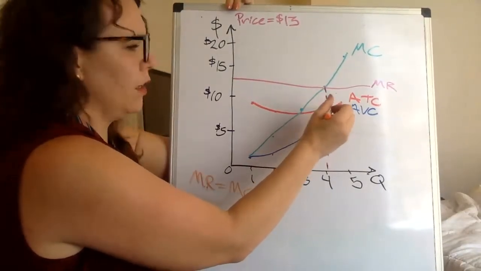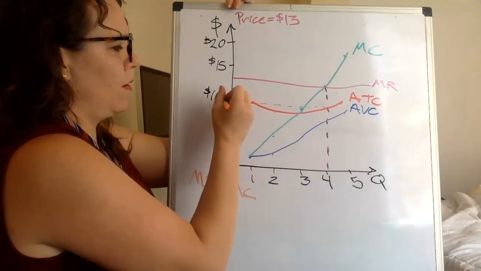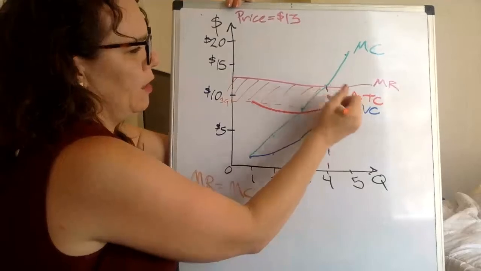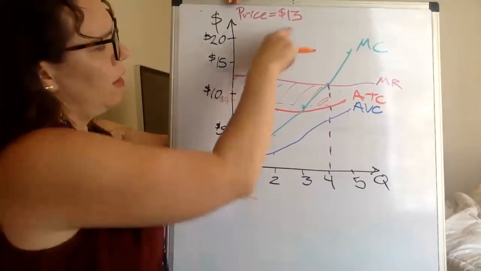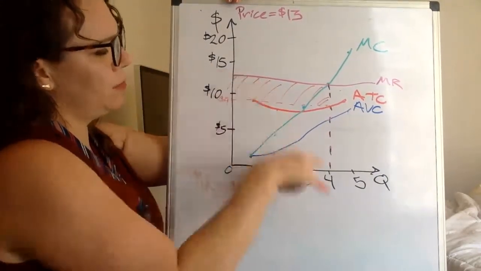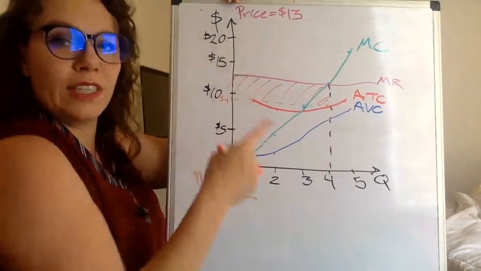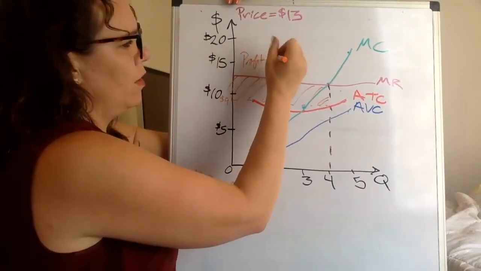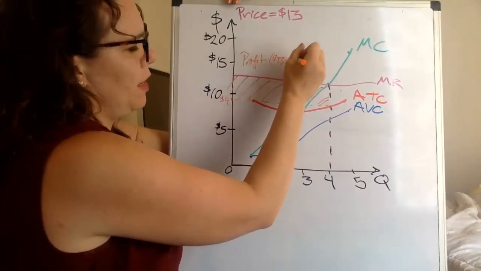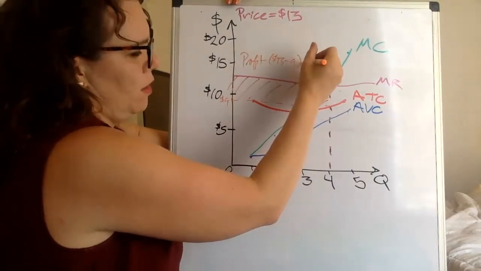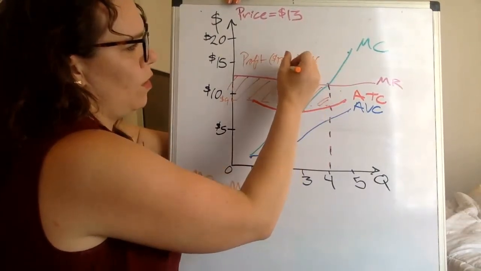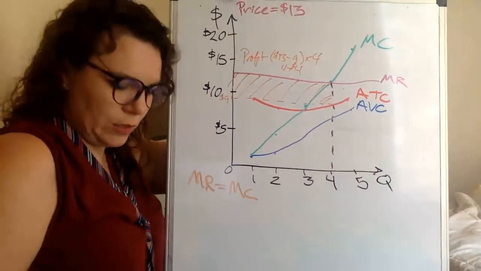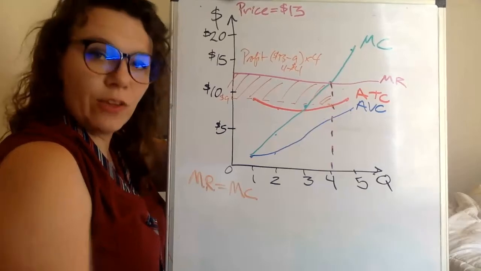Because this firm is going to be earning, it's going to cost them $9 to make 4 units. They're going to make $13. So that means they're going to have a profit of 13 minus 9 times 4, or 4 times 4. So that's going to induce other firms to enter the market.